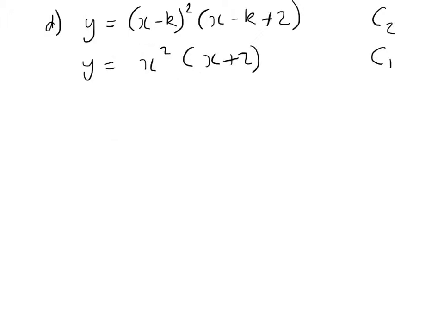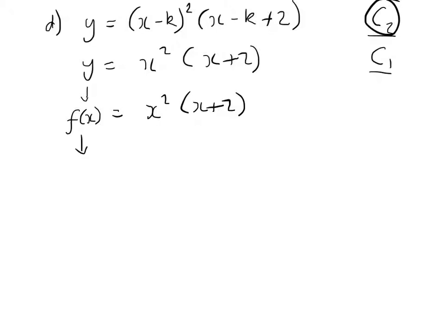And for part D of this question, we started off with our first curve, C1, of y equals x squared lots of x plus 2, and we're given now a new curve, C2, x minus k all squared, lots of x minus k plus 2. Well, if our original curve was, let's call it f of x, x squared lots of x plus 2, what we've now got for the second curve here is a transformation of that original curve. So that is going to become f of x minus k.